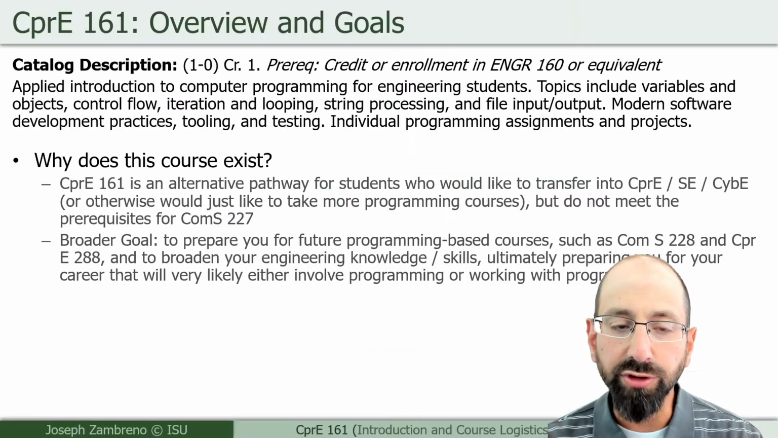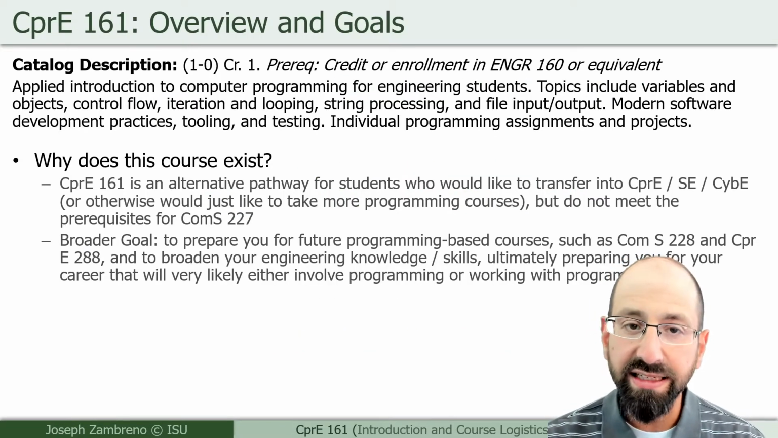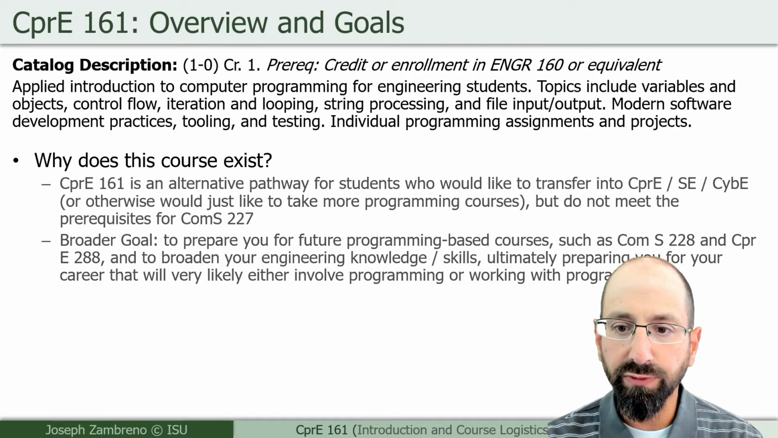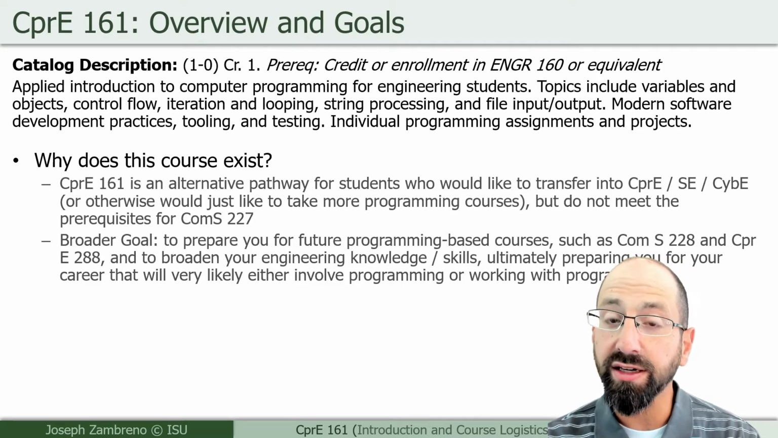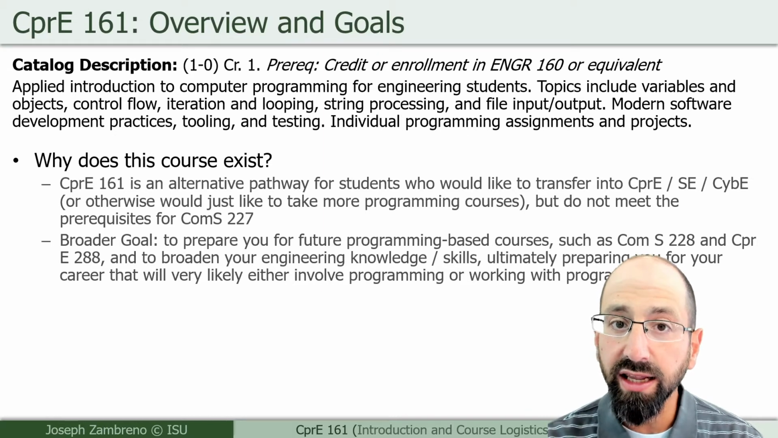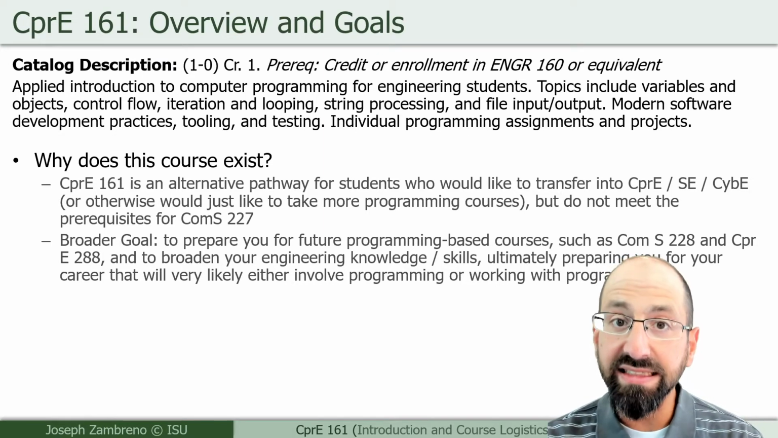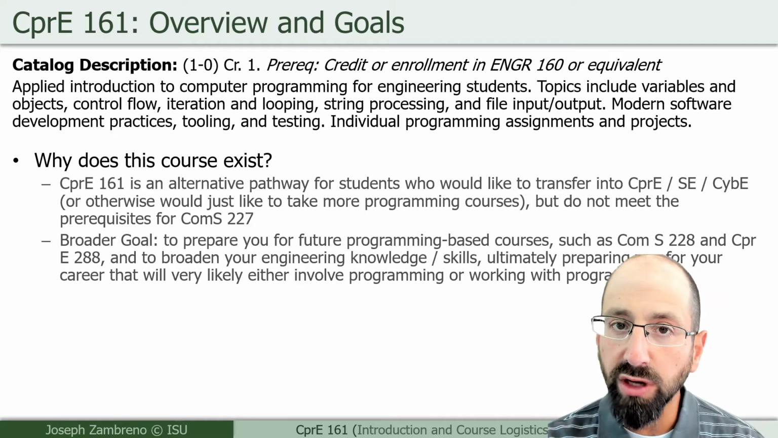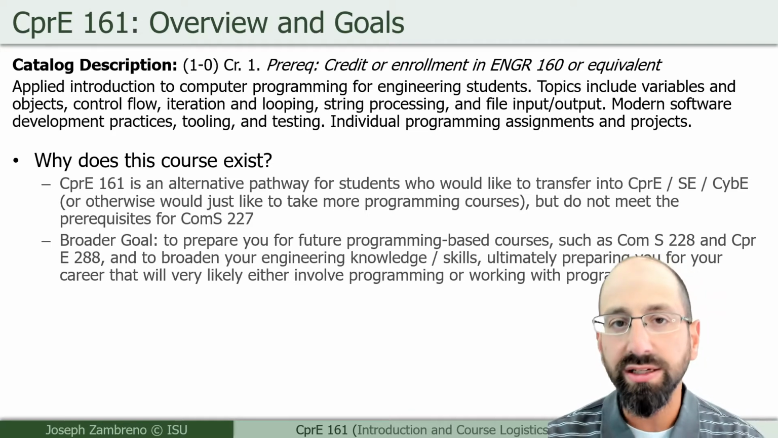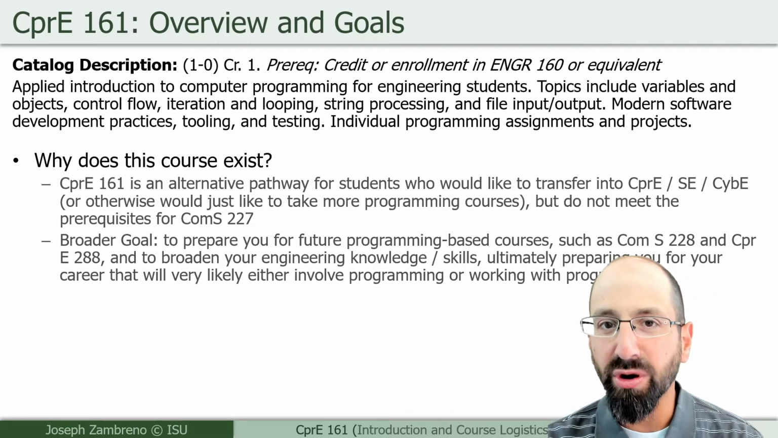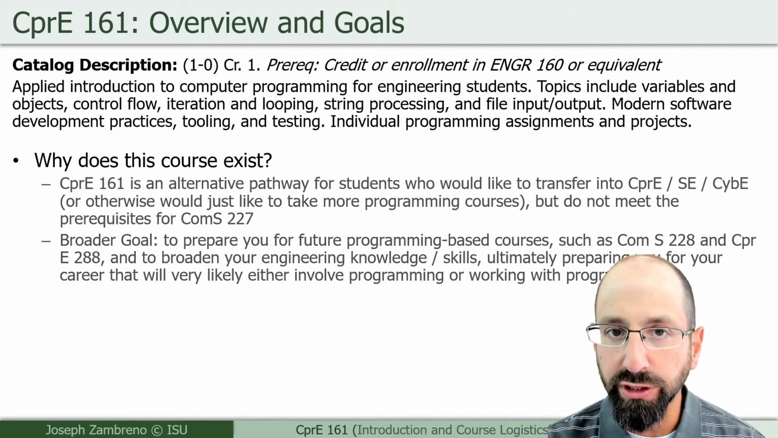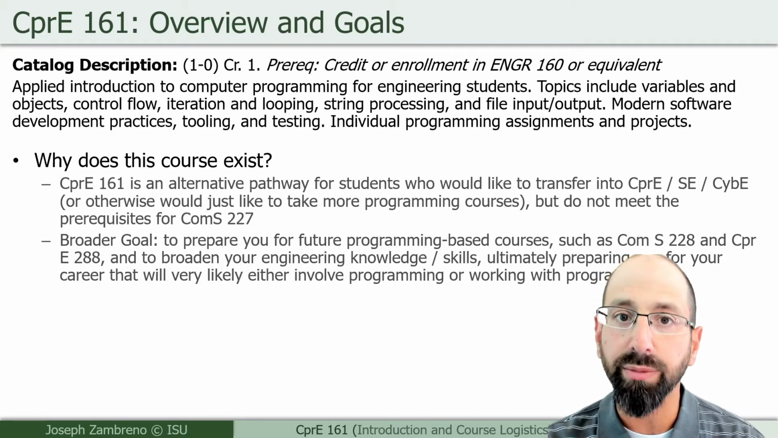Start with the catalog description and why this course exists. This is a one credit course for which the primary prerequisite is either having taken or being in the process of taking an Engineering 160 or equivalent course. And this class is intended for those students who are in Engineering 160 or an equivalent course for engineering basic problem solving and would like to continue on to the computer science sequence as part of their computer engineering, software engineering, or cybersecurity engineering majors.